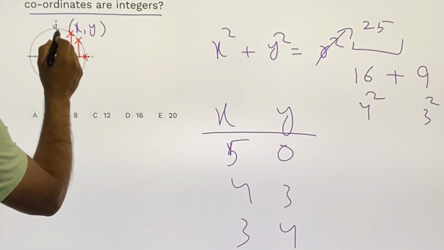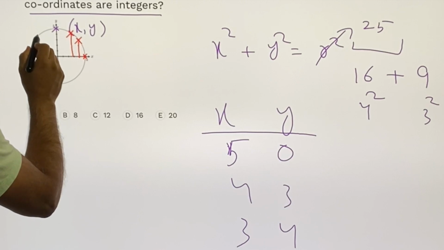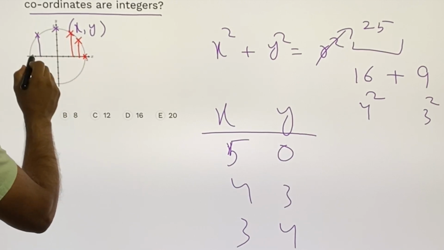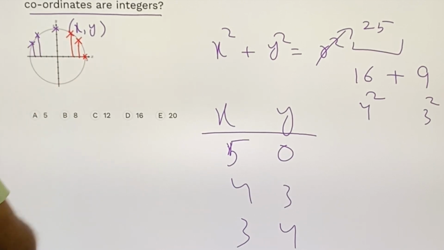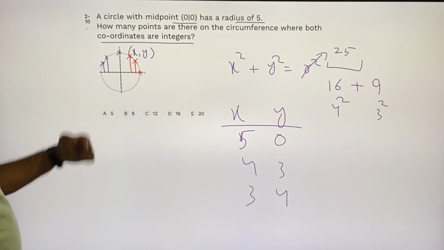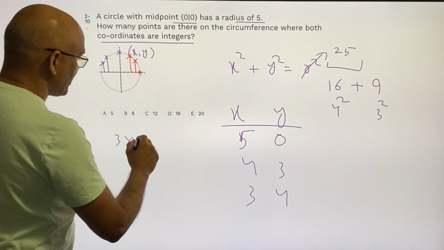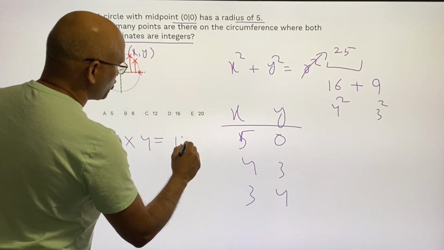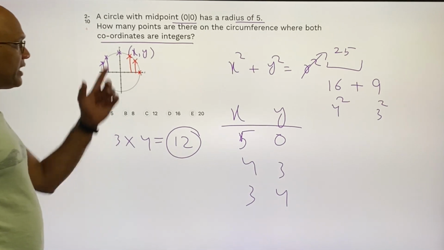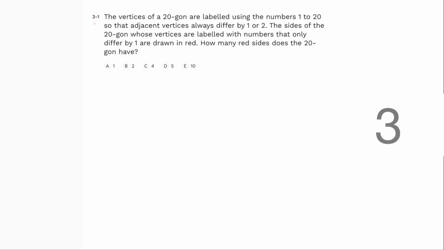One is, we can already see one here. The other one is 1 to here. The other one is going to be 4, 3, right? So 3 here, 3 here. Similarly, there are going to be 3 here and 3 here, right? So there are 3 points in each of the 4 quadrants. So there are going to be 12 points whose coordinates are integers, right? So then C is the correct choice.